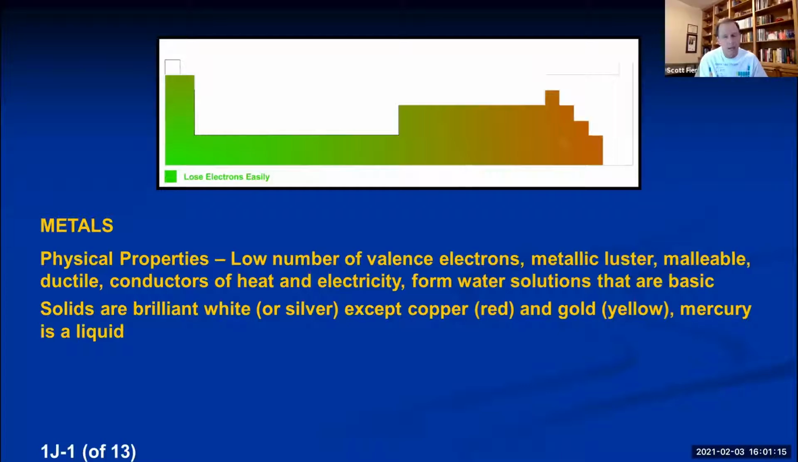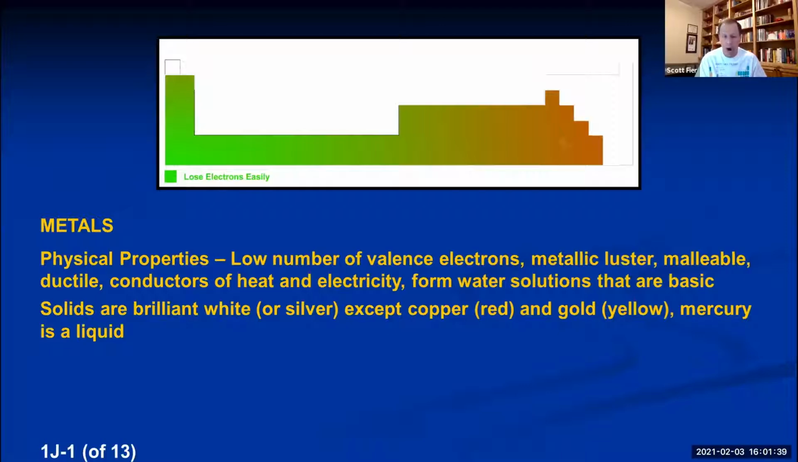Gold is actually gold colored, but I said it's yellow. So that's a couple of exceptions, but essentially every other metal on the entire periodic table would look exactly like aluminum or silver or chromium or lead, any other metal you may have seen before. It's that typical silver color. And they're all solids, except for one. Elemental mercury at room temperature is actually a liquid, which they use in thermometers, okay?